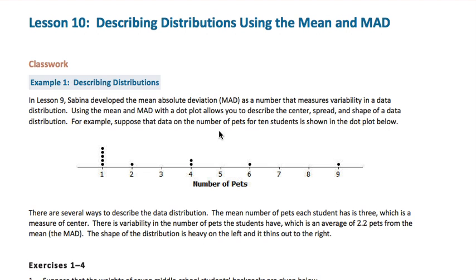For example, suppose that data on the number of pets for 10 students is shown in the dot plot below. There are several ways to describe the data distribution. The mean number of pets each student has is 3, which is a measure of the center. There is variability in the number of pets the students have, which is an average of 2.2 pets from the mean. And the shape of the distribution is heavy on the left and it thins out to the right. So we would say that it is skewed right.